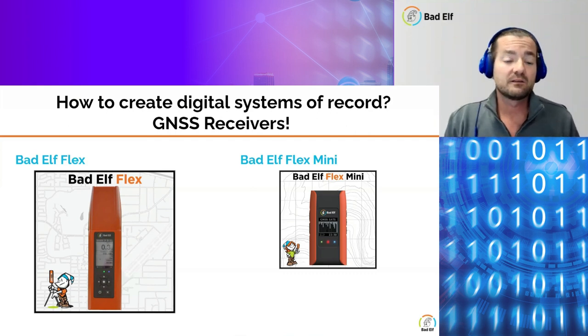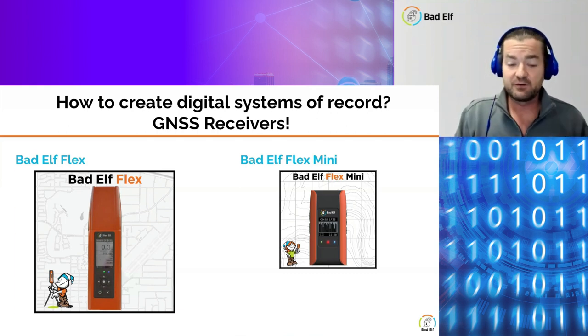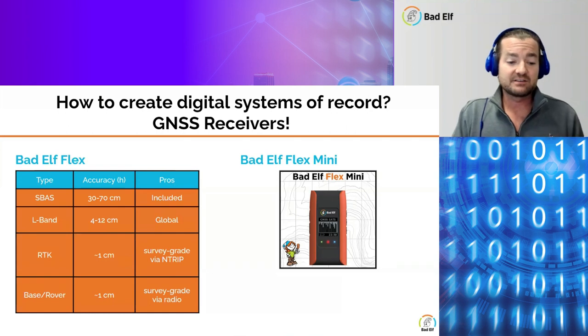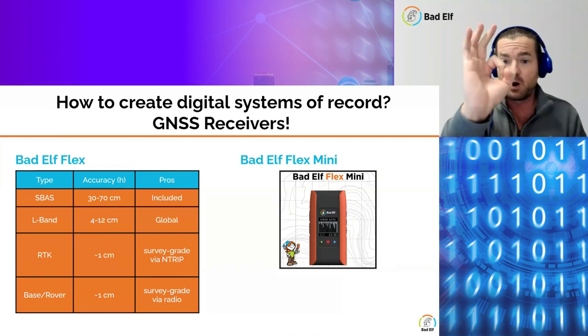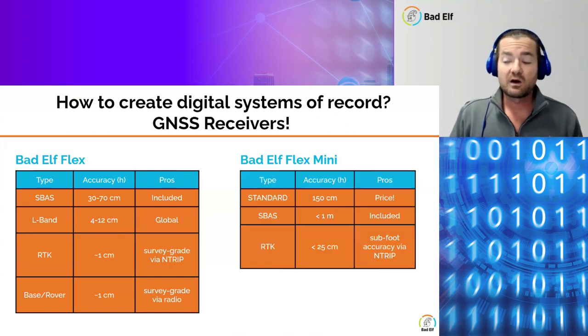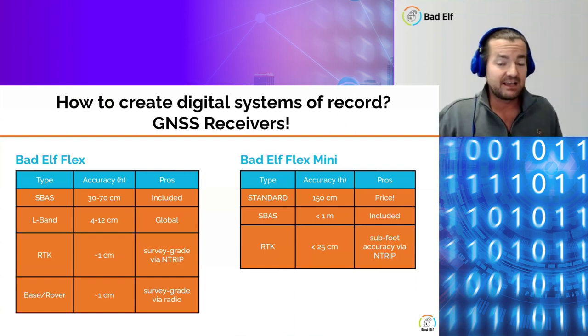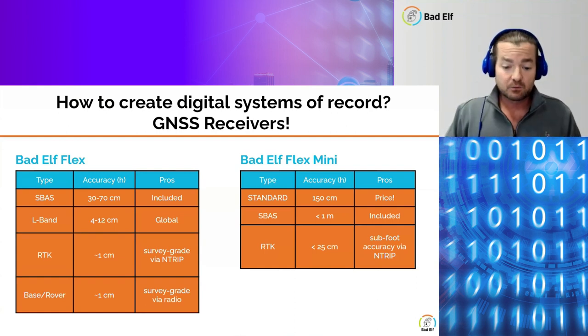So if you're collecting a telephone pole, or let's say you're collecting conduit, you may pick your device depending on the types of accuracy. So if you're in engineering and you have a small 1-inch conduit, maybe a 1 centimeter device like the Flex, or if you're looking at a telephone pole that has a 1 foot diameter, perhaps a sub-foot device would work for you. At the end of the day, I just want to challenge everybody out there, when you go to collect data, there's lots of GPS receivers on the market. Do your due diligence. Bad Elf is just one of them.